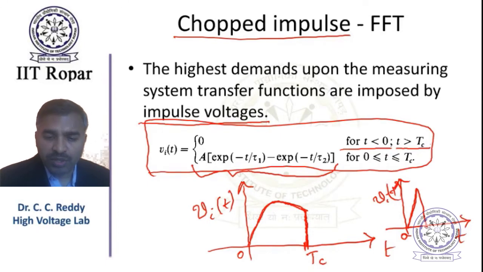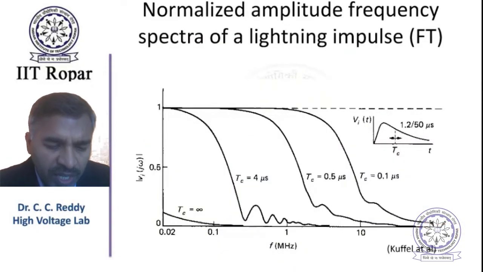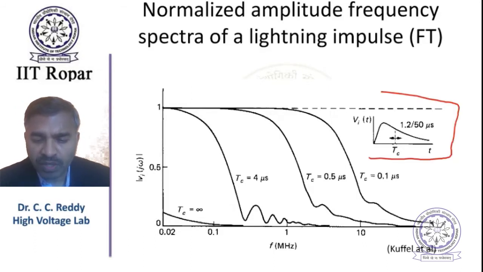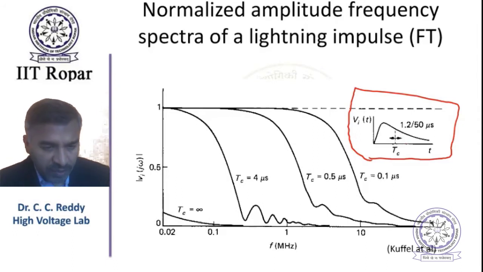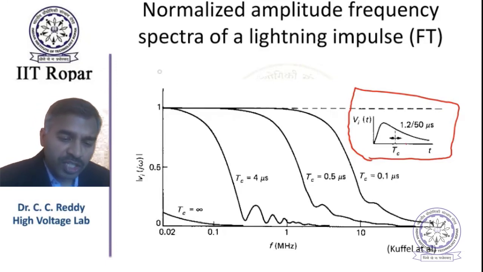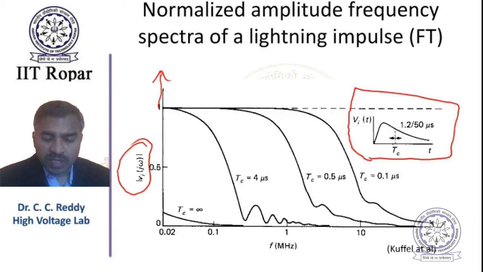Now, let us look into the frequency response of these. You can plot the frequency response using FFT or DFT in MATLAB. You can take a standard impulse function given by the double exponential function of approximately 1.2 by 50 microseconds, and then chop it at different times and find its FFT. Then you can observe these typical magnitude responses. This is the magnitude of Vi of j omega, and this is the frequency axis in megahertz, you can see.